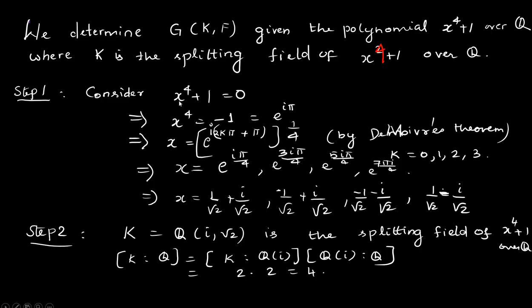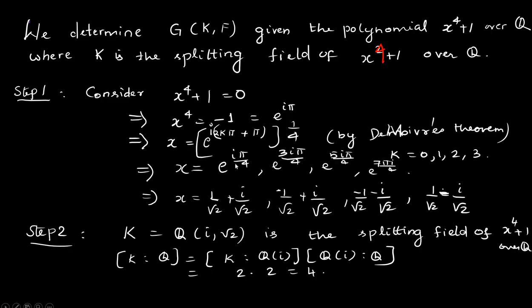Now we'll consider this equation x power 4 plus 1 equal to 0, solving which we get the roots. How do we solve it? We consider x power 4 on the left side, take this 1 to the other side, so minus 1, which is written as e power i pi. By De Moivre's theorem we can have the step, but before that, e power 2k pi i is 1, so that is introduced here. So x will be this raised to 1 by 4. Now by De Moivre's theorem, this is what you get. When you give values for k, 0, 1, 2, 3, these are the roots that you get.